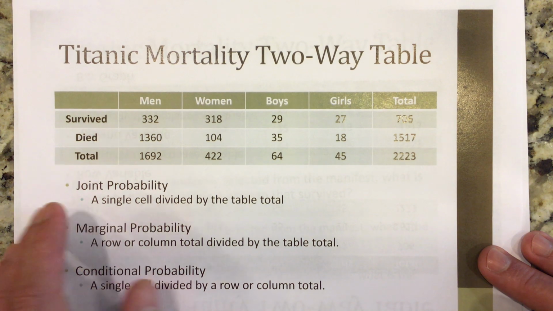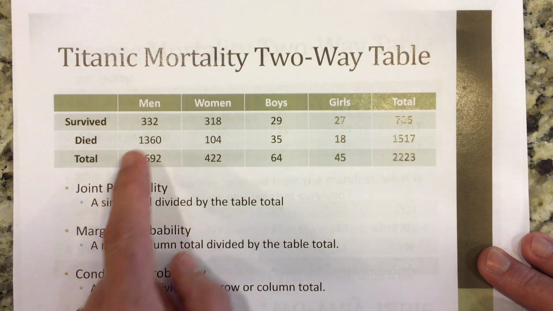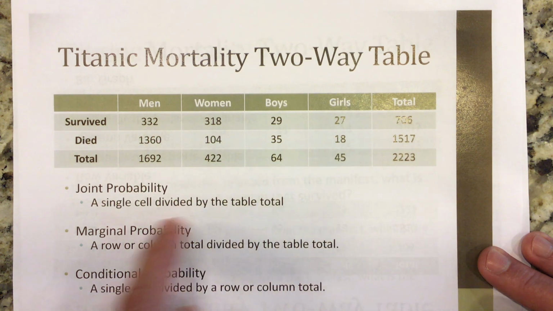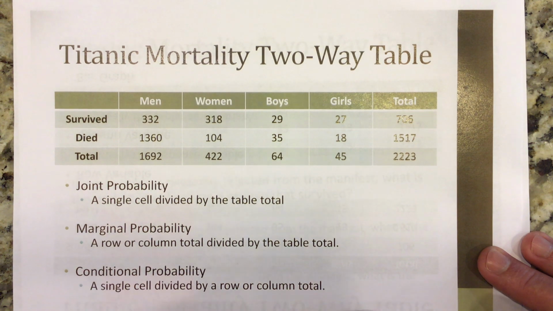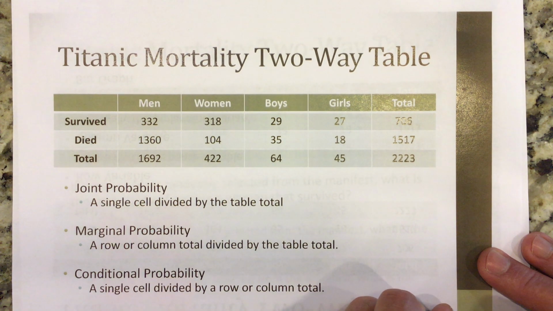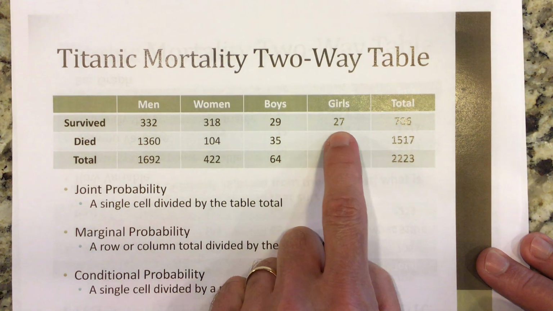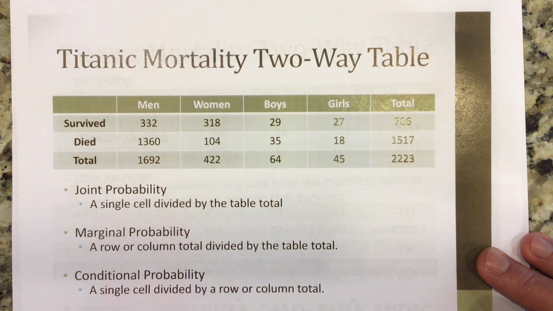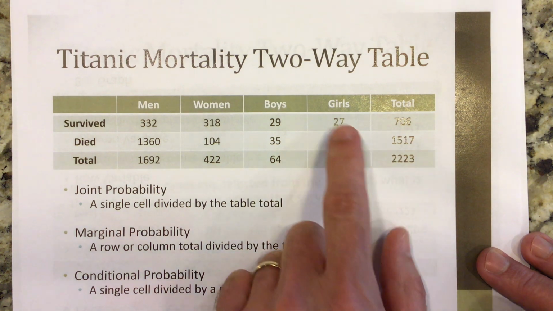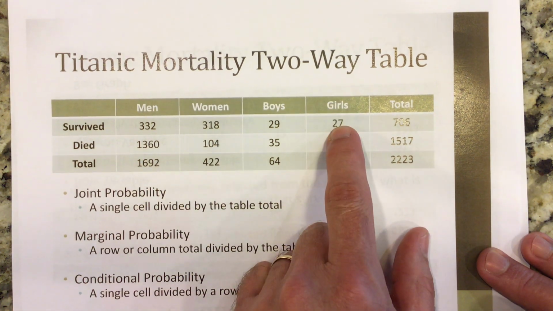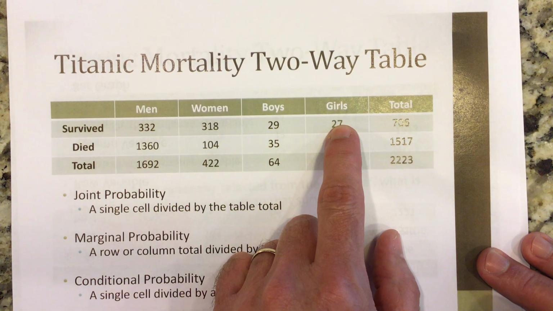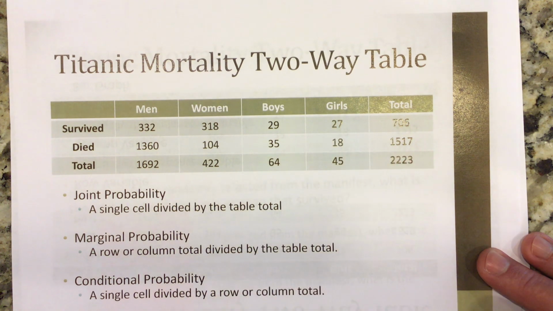So the first type of probability is what we call a joint probability. So that's when we take a single cell and we divide it by the table total. So in other words, I could ask a question like, if I randomly select a passenger from the Titanic, what's the probability I got a girl that survived? So I would say, okay, well, that's 27 out of 2,223. That's what we call a joint probability. Because girl and survived, right? They're joining. I've given you one column and one row that I have to hit both, and then it has to be out of the grand total.